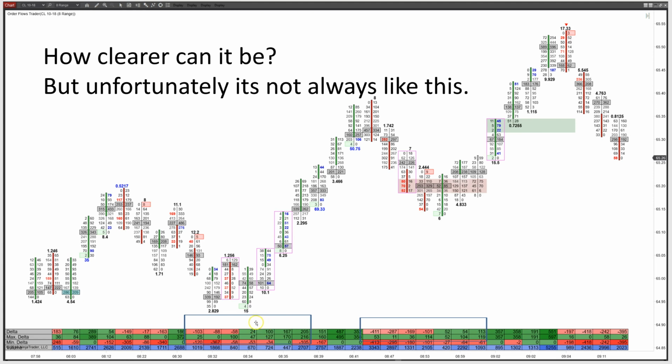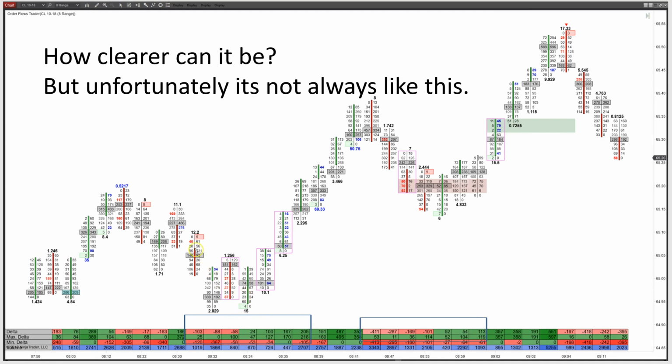As you can see here, the delta at the bottom is getting weaker and then getting stronger. As the market's selling off, it's getting weaker, and as the market starts rallying, it's getting stronger. It went from minus 103, minus 88, minus 58. So negative deltas are getting weaker, getting closer to zero, turning positive. It turns 24, 100, 167, 205 as the market starts rallying back up.